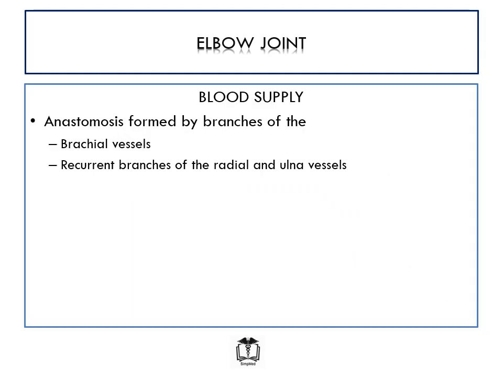The elbow joint is supplied by a bunch of vessels, so we have a lot of arteries and veins that tend to supply it. Usually, these vessels are branches of the brachial vessels themselves and the radial and ulnar vessels. So, the brachial artery and veins give branches that would anastomose with the recurrent branches of the radial and ulnar vessels. As a result, this anastomosis is what gives blood supply and venous drainage to the elbow joint.